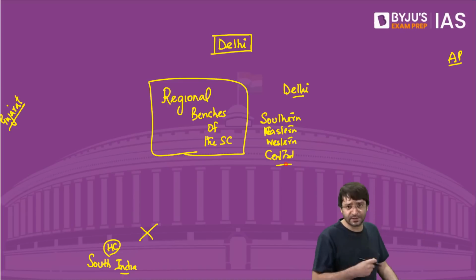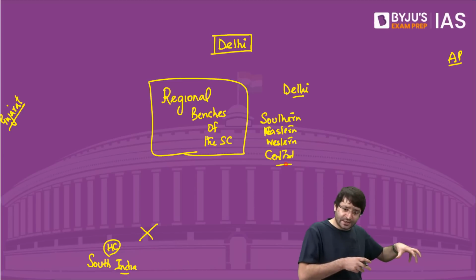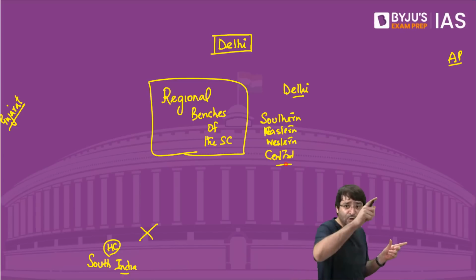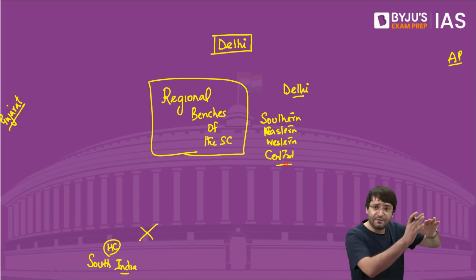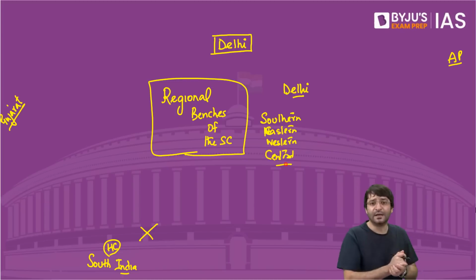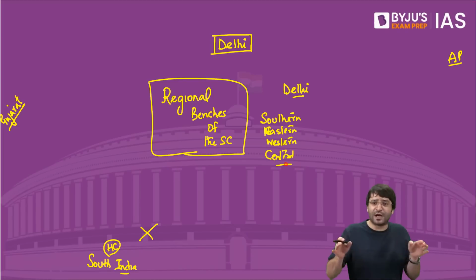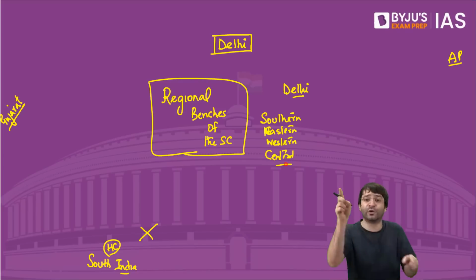We can't afford it. People from Tamil Nadu, Andhra Pradesh, Telangana, Karnataka, Odisha, Kerala, they will find it easier to approach a regional bench of the Supreme Court in Chennai than to approach the Supreme Court in Delhi. Similarly, people from Eastern India, Western India, Central India. That means once these regional benches are constituted in 4 other locations in India, it will make justice easily accessible to the people who could not afford going to Delhi.